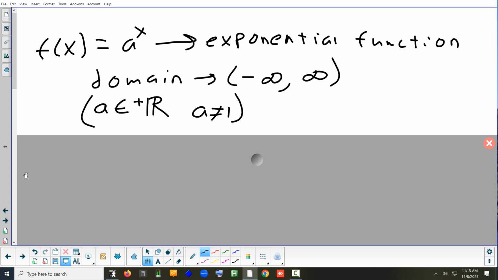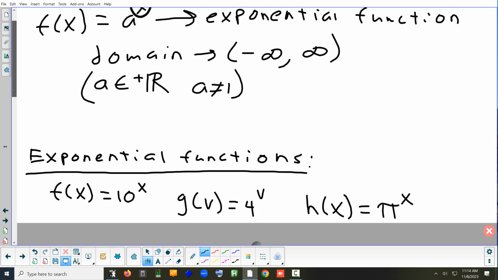The base on an exponential can be any positive real number, except 1. And the domain of exponential functions is all real numbers. You can plug anything in for the exponent. You can plug in positive numbers, negative numbers, fractions, decimals. There is no restriction on what number you can let be the exponent in an exponential function. The base, yes, there are restrictions on the base.